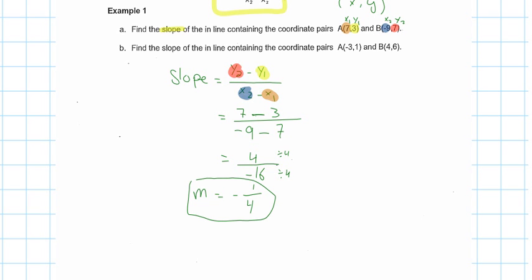Are you guys okay with this? So this is what I want you to do. You have another set right here, which is set B. You're going to label x1, y1, x2, y2, and then you're going to find the slope for the second one. Okay? So I want you to find the slope for B.